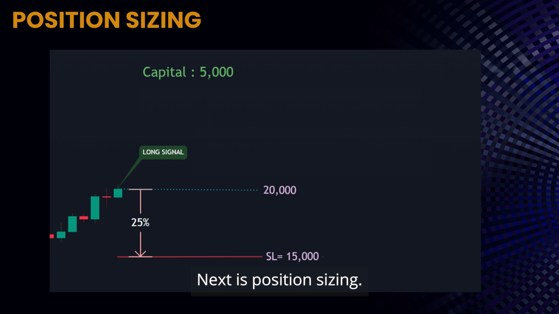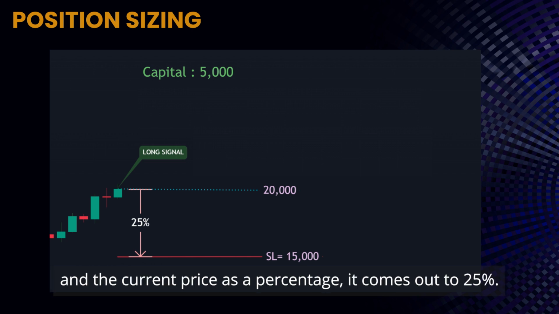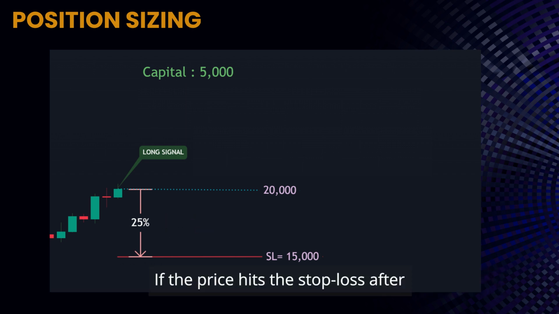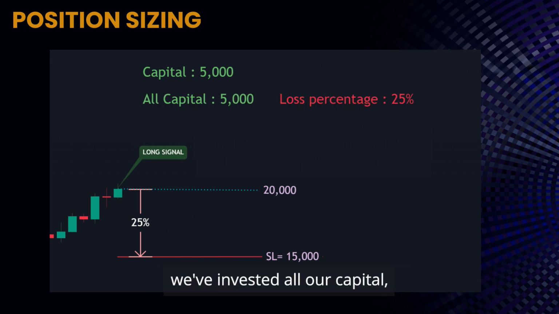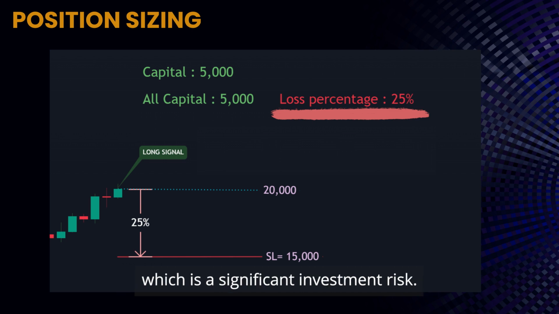Next is position sizing. When we calculate the difference between our set stop loss and the current price as a percentage, it comes out to 25%. If the price hits the stop loss after we've invested all our capital, we would incur a 25% loss on our capital, which is a significant investment risk.